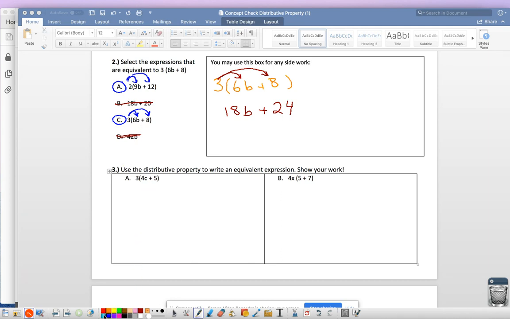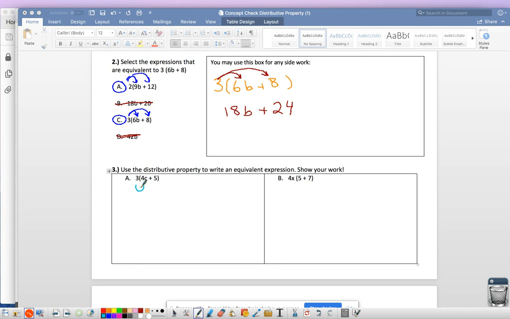All right. For number 3, use the distributive property to write an equivalent expression. Show your work. All right, so remember for this, we need to do the same thing as up top. But we're not writing multiple equivalent expressions. All we're doing is the distributive property, and we're writing one expression. So we're going to do the same thing here.